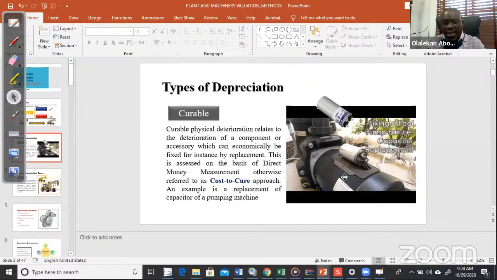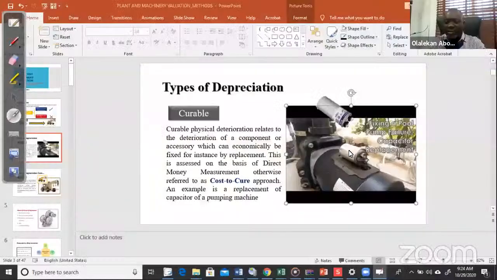I give you graphics. Look at this pump. This pump is for a swimming pool. This pump has a capacitor on top of it. Let me pick my pointer to show you. With this capacitor, if it becomes faulty, it is a curable deterioration, because I have another capacitor here to replace it. The moment this one is removed, and this one is placed into it, it restores the life of that pumping machine. That means the defect is cured. That is curable depreciation. By evaluation, it's not your job to remove and fix.